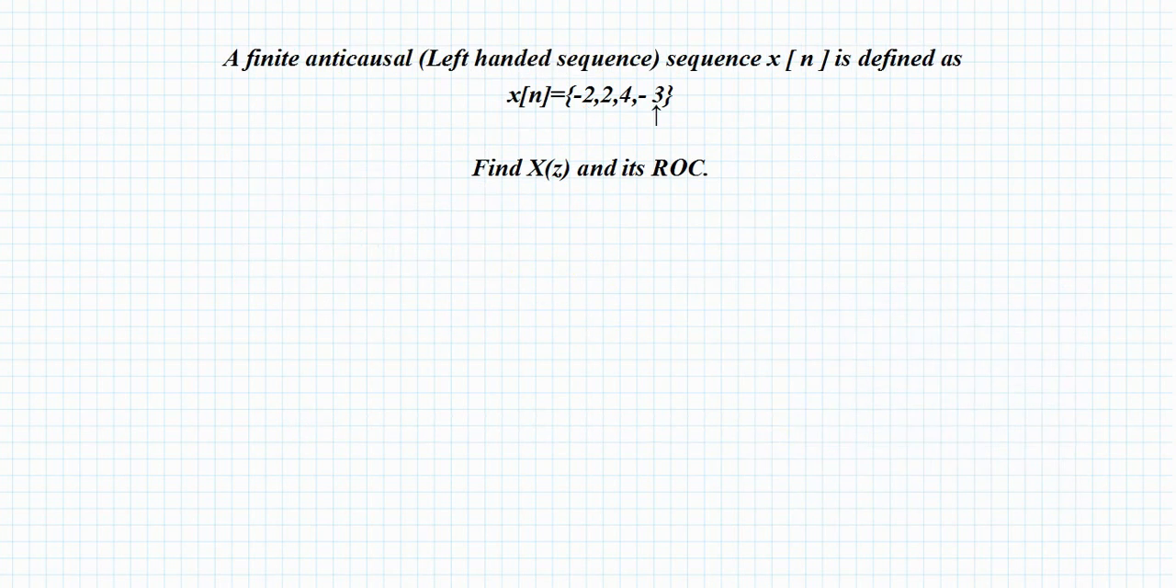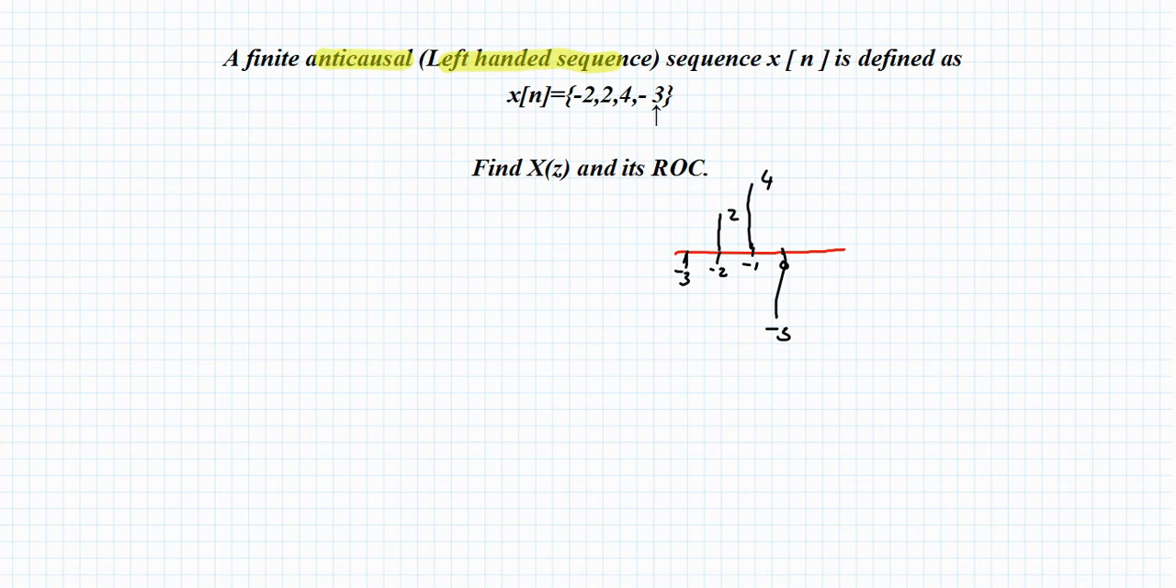We'll think about one more question. Here it is written as anti-causal. It is similar to the previous one, but the only difference is that it is anti-causal, also known as a left-handed sequence, which means the signal exists only on the negative side. Here it is 0, here it is -1, -2 and -3. At 0 the function magnitude is -3, at -1 the magnitude is 4, the next value is 2, and the next value is -2.